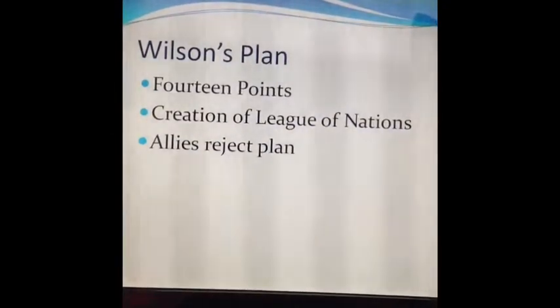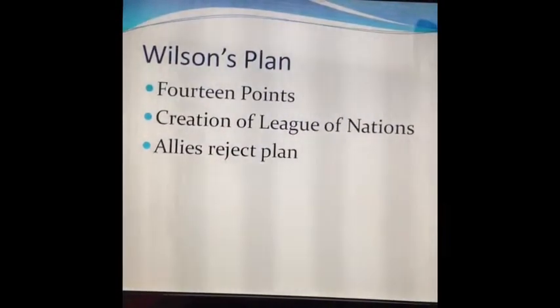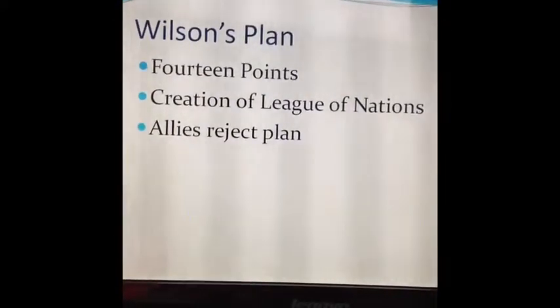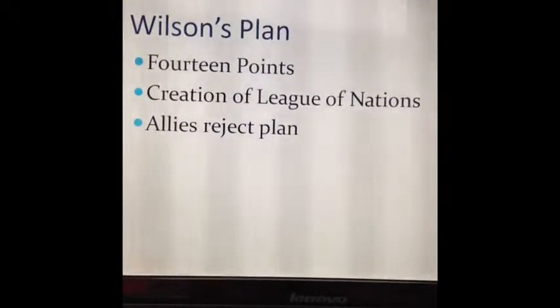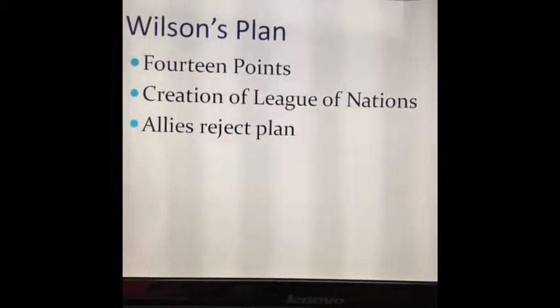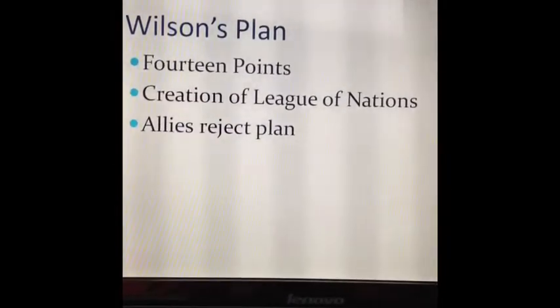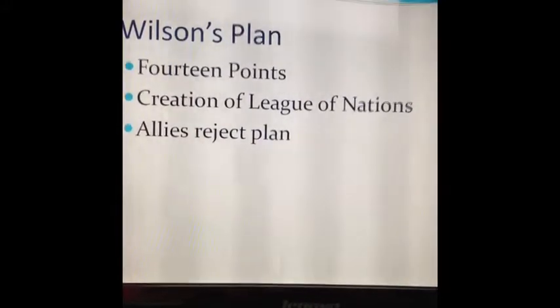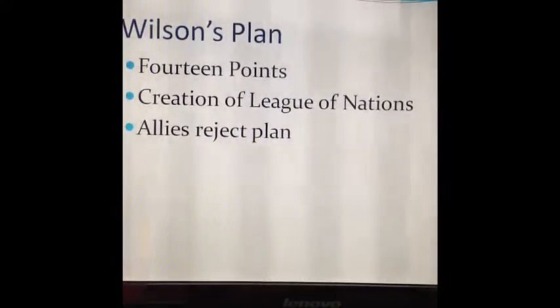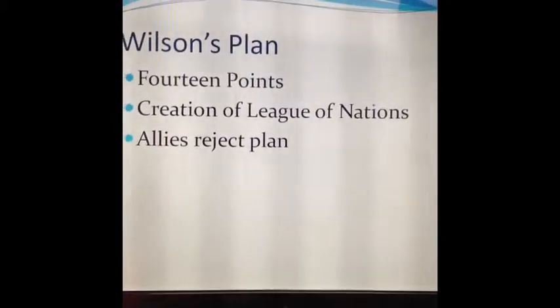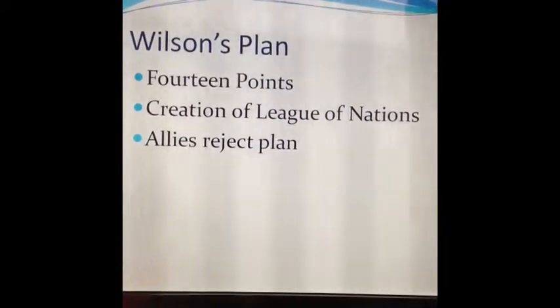Wilson met the other nations' leaders at Versailles in December 1918. Wilson's plan included the 14 points and the creation of a League of Nations. The 14 points would lay out what caused the war, and it would also lay out specific boundary changes. The League of Nations would provide a forum for nations to discuss and settle their disputes without a war. But the Allies rejected their plan.